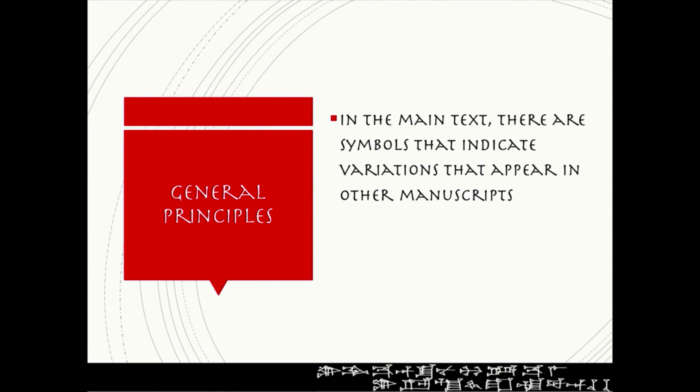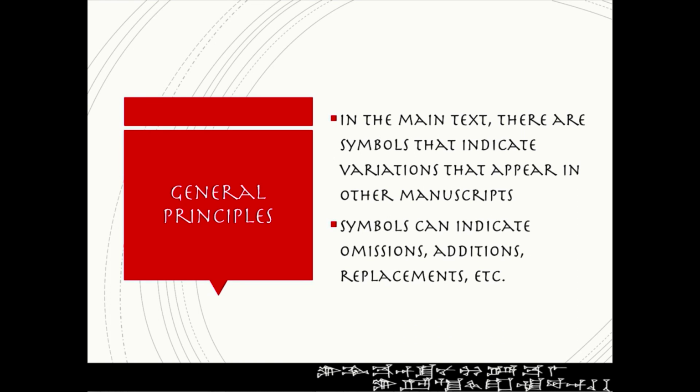So in the main text, there are symbols that are inserted into the text that indicate variations that appear in other manuscripts. The symbols can indicate that text is omitted, or it is added, or it is replaced. It can also indicate that there's a varying word order with a series of words. So there are all kinds of things that these symbols can indicate.